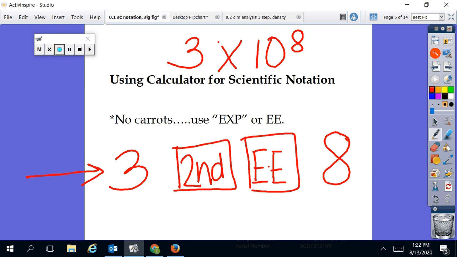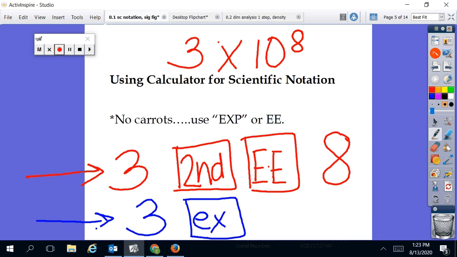If your calculator is not a graphing calculator, or it's a scientific calculator without the graphing, you may have to use the EXP function. So you would type 3, find the EXP button, and then put in the number 8. So the red is for if you have the TI-84 graphing calculator, how to put in scientific notation. The blue is for a standard scientific calculator like the ones that are given out in my class if you're back at school. Okay, and if this confuses you, see your teacher for more help on Zoom.